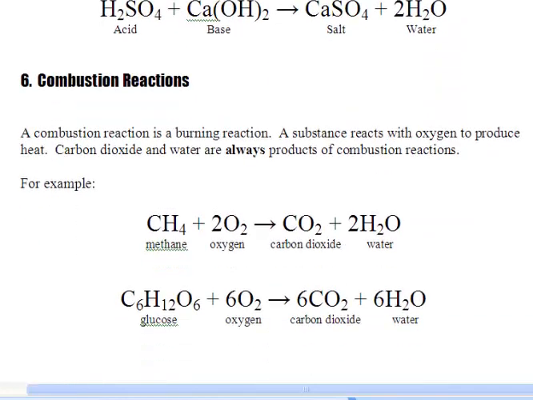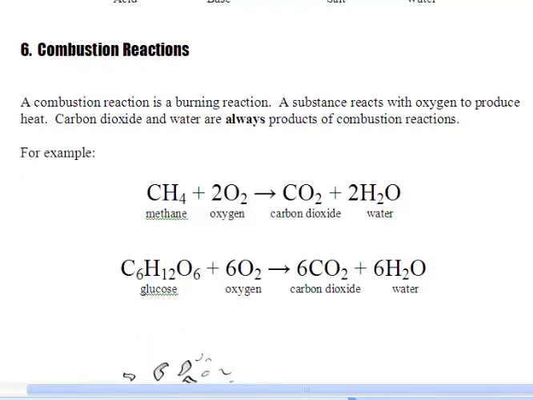And then finally, we've got a combustion reaction. Now, combustion, I want you to think about burning gas. All right? Burning gas or coal, anything that we need to light on fire. So a combustion reaction is a burning reaction, all right? A substance reacts with oxygen to produce heat. Now, if you think about having a campfire, it's got to have oxygen. So if you blow on it, the fire gets bigger. So carbon dioxide and water are always the products of a combustion reaction. And that's how you can tell that it's a combustion reaction, right?